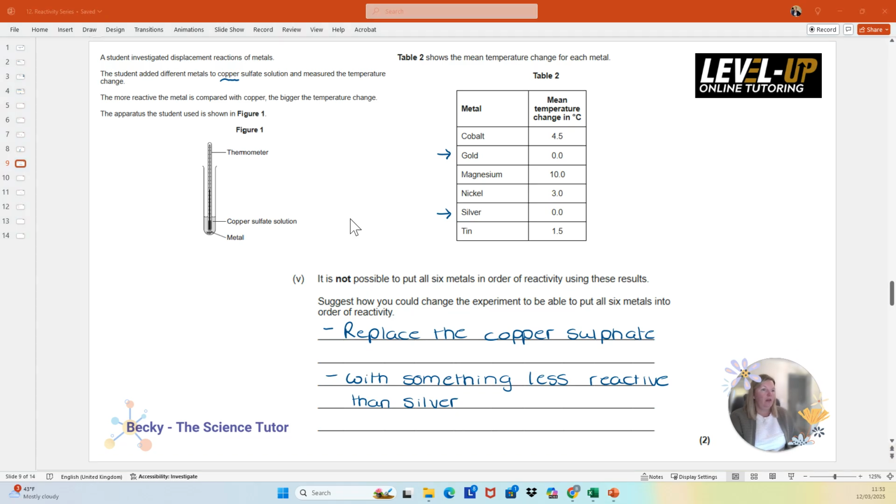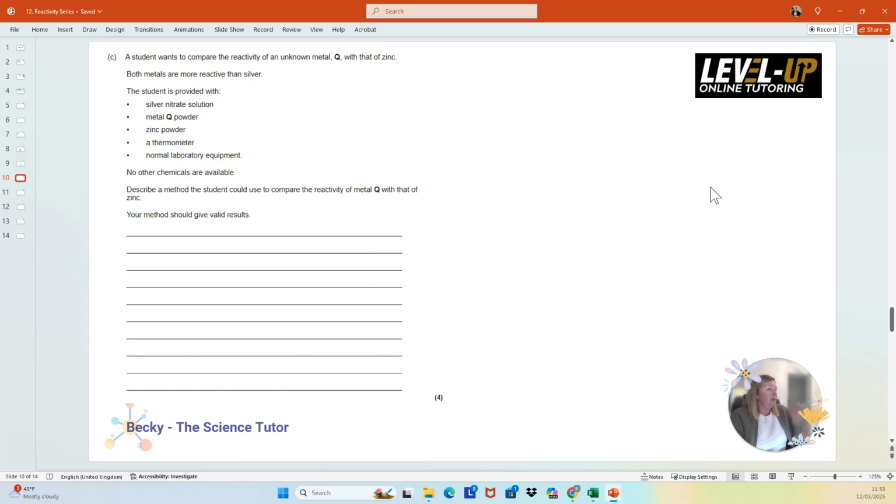Okay, and the final thing that you could get asked is you could be asked to deduce or come up with a bit of a method to work out how reactive metals are in comparison to one another. So if we have a look at this one, it says we want to know the reactivity of metal Q, so what its reactivity is compared to zinc. Now it tells us that both metals are more reactive than silver.